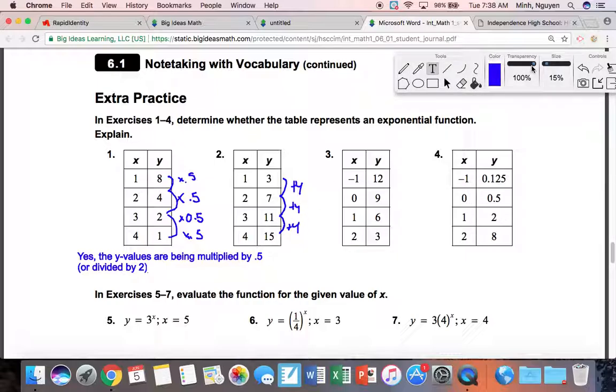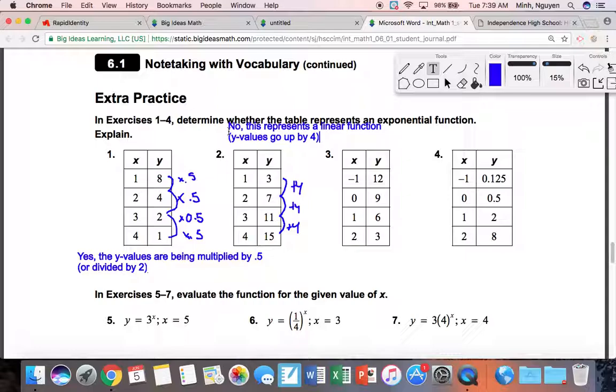And so if it's just addition, then no. So no, this represents a linear function. Y values go up by 4. Next, 12 to 9 to 6 to 3. It looks like you're just subtracting 3, so that's also linear.